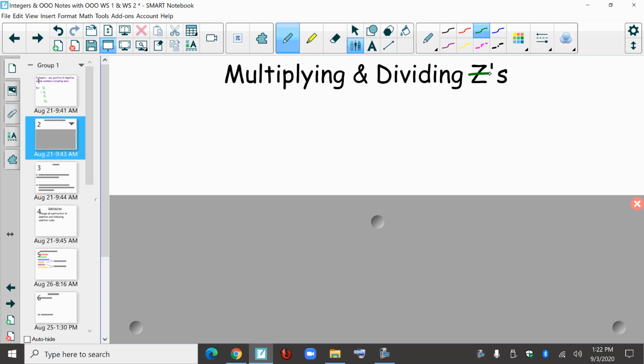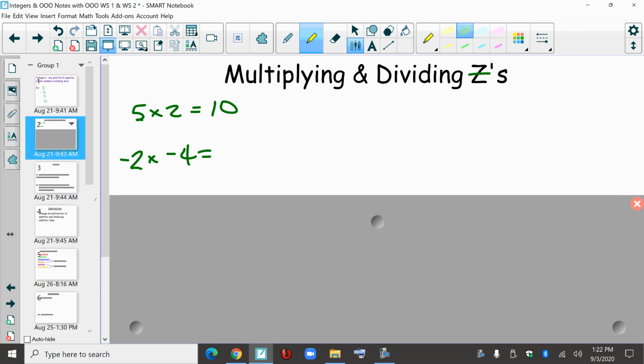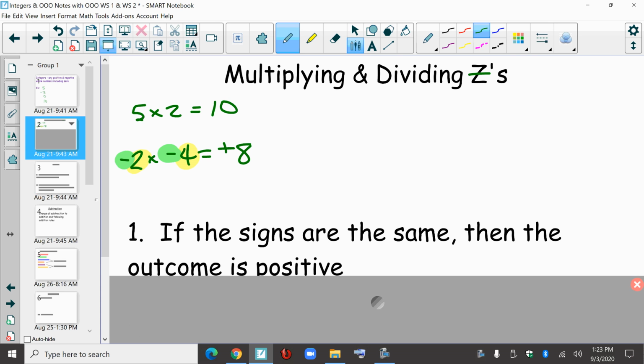So whenever I'm multiplying and dividing integers, let's think about this. 5 times 2 is 10. Perfect. You guys know that. -2 times -4 is going to be a double negative, which in English and in math, creates a positive. Because it's negative, the outcome is going to be plus, and then you simply multiply the two numbers together to give you 8. So when the signs are the same, you simply multiply them, and you will get a positive outcome. Now, whenever you are dividing, it's the same exact concept.